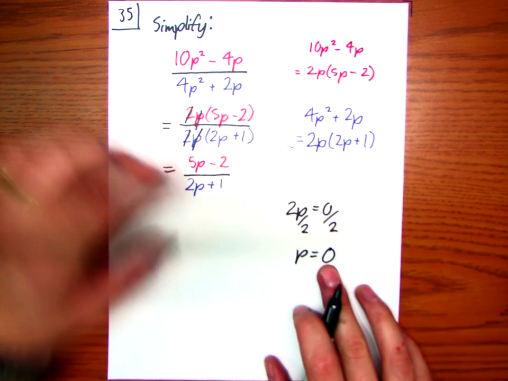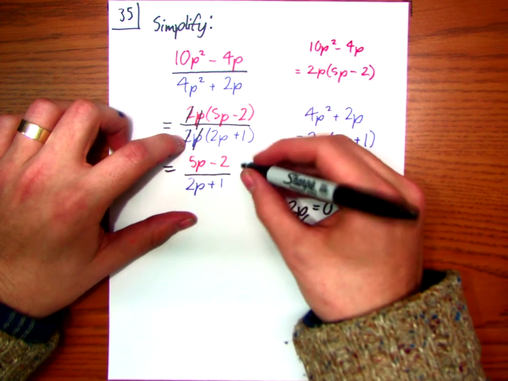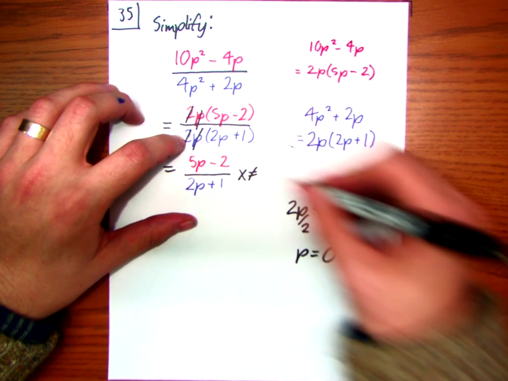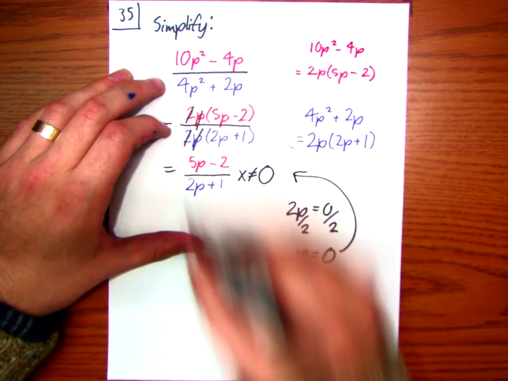0 is excluded, and I lose that excluded value because I canceled that factor, which means I have to restrict p from being able to equal 0. There's my answer.